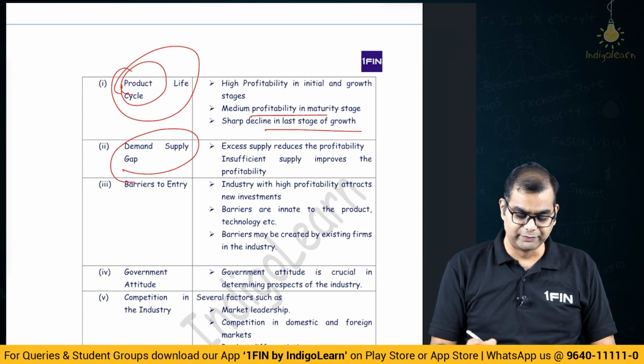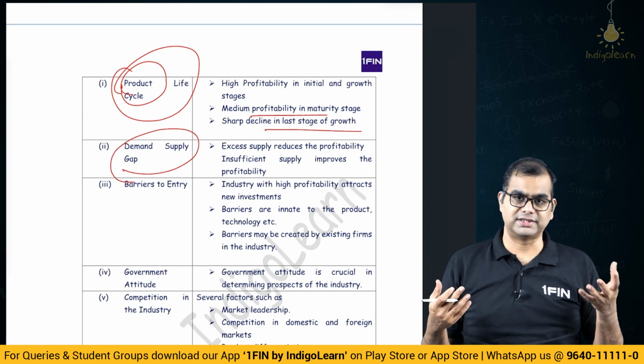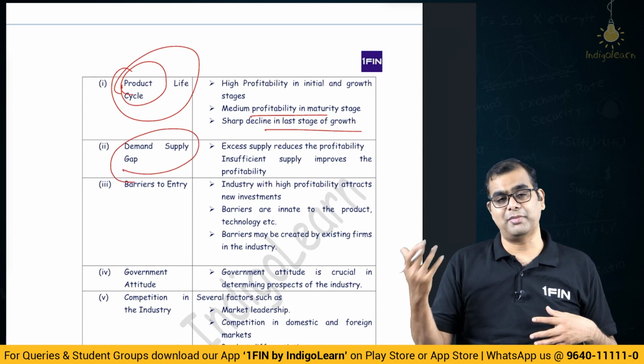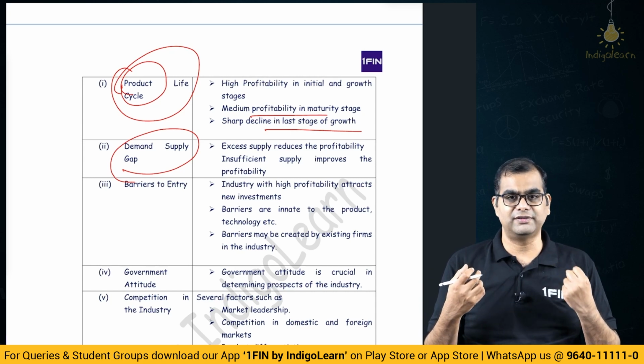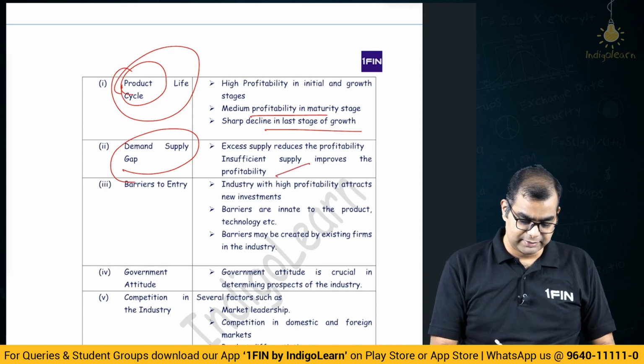Then demand supply gap. If there is excess supply, the prices will come down. If there is excess demand more than supply, then you will always have price power. You can command price.